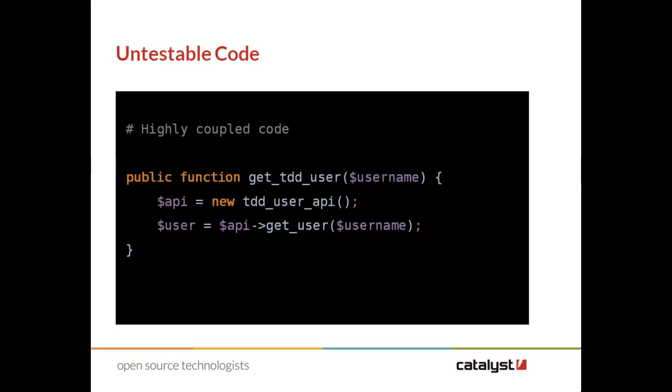What about a case like this? This function depends on another class, TDD User API. Imagine that when you run it, it is going to connect to a remote web server, which you don't want to, or which may not even be available at test time. This is a typical case where it would be better to have dependency injection.